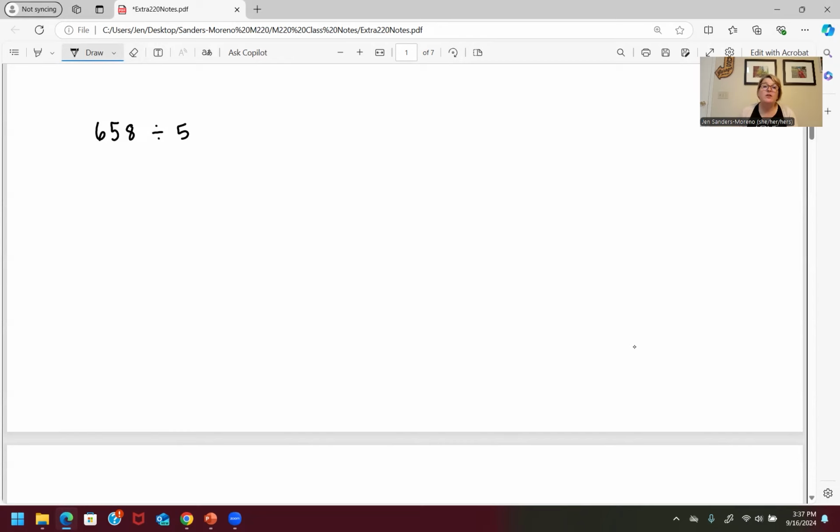CHIPS method. So the first thing you're going to want to do is write our chart. So hundreds, tens, ones. Okay. And I've got my 658. So that would be 6 dots or chips or discs for 600, 5 for the tens, and then 8 for the ones.